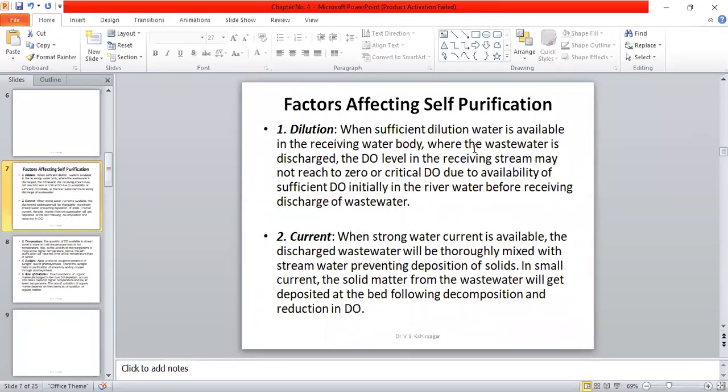Okay, factors affecting self purification. Now we are going to study self purification. We have understood what self purification is.